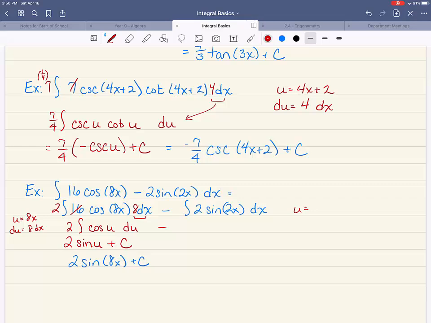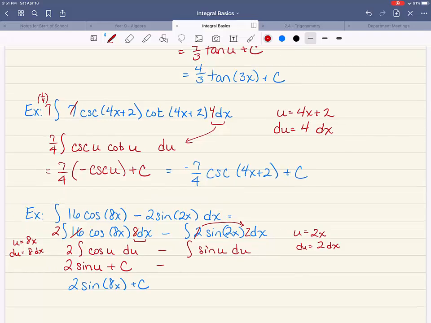So u in this case would be 2x. du is going to be 2 dx. Well, look, I've already got my 2. So I'm basically going to move it down here. It's going to become my du. I have the integral of sine of u.